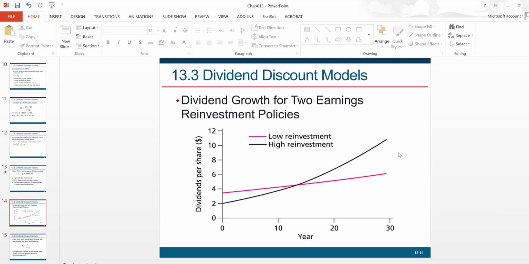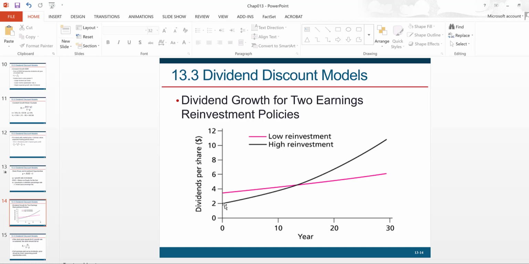Okay, so in this graph, what we are seeing is a comparison of two firms. One is low reinvestment, one is high reinvestment. The high reinvestment firm has a lot of growth opportunities that it is investing in, so it is paying less of a dividend today because it is retaining a greater portion of its earnings. The low reinvestment firm does not have a lot of growth opportunities today, so it pays out a greater fraction of its earnings as dividend. This low reinvestment firm, this pink line that you see here, corresponds to high dividend today.